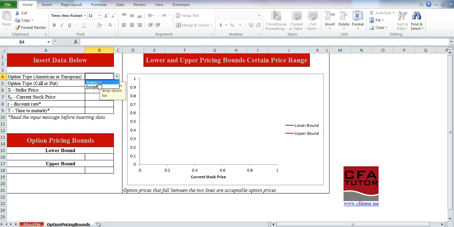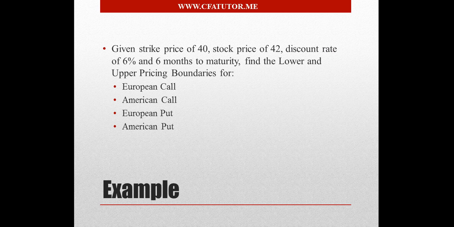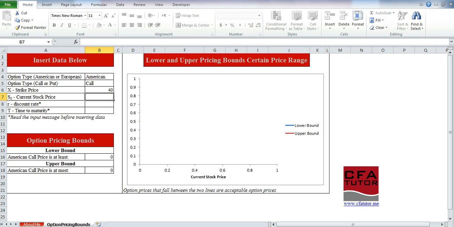Let's assume the first thing we would like to do is an American call. So we'll choose from the list an American. And then for the second cell, we'll select call. And then we have the strike price to be 40, so we'll enter 40. And then the stock price was 42.